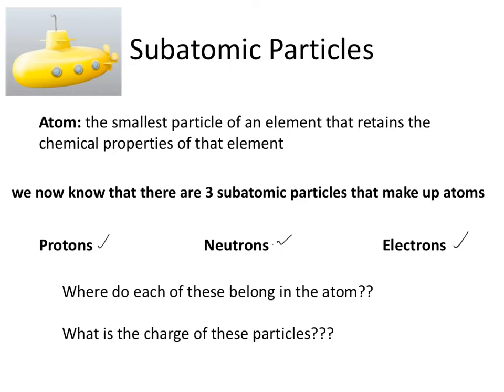So we're quite comfortable with where each of the subatomic particles belongs, and that comes from our previous lectures. The charges of the subatomic particles are positive, neutral, and negative respectively, and we discussed this also in the last lecture. But we do need to talk about masses and things of that sort. So let's go ahead and proceed.